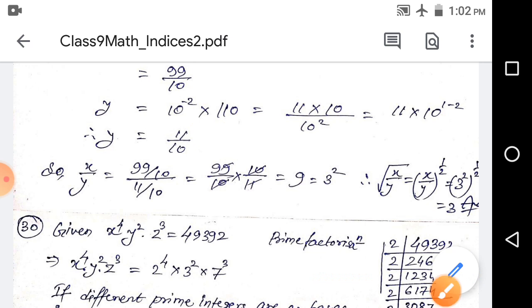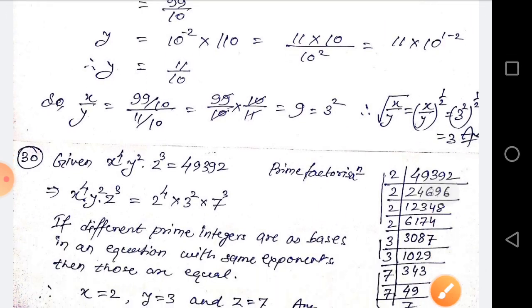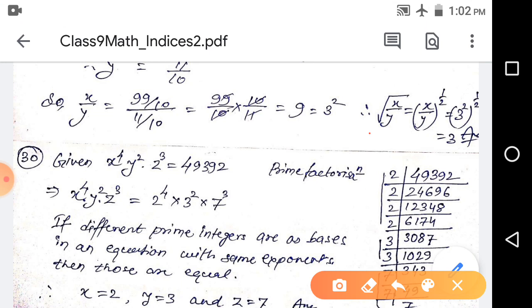Now, as we have to find out the square root of x by y, first we find out what x by y is. So x is 99 by 10 and y is 11 by 10. After solving we will get x by y as 9, that is 3 square. See, this is the solution, you can easily understand it. Now we have x by y as 3 square, and we have to find out the square root of x by y.